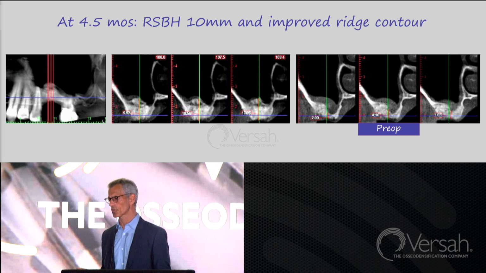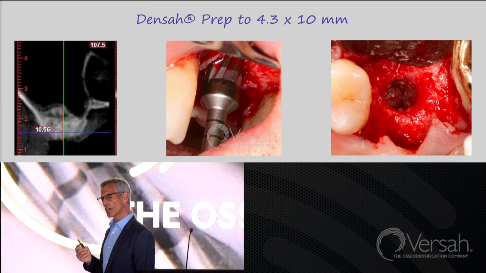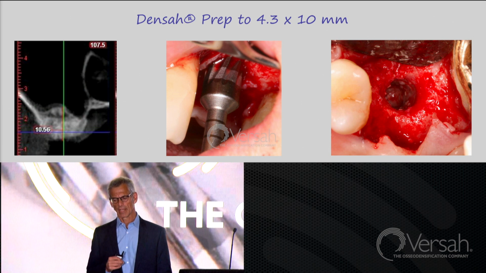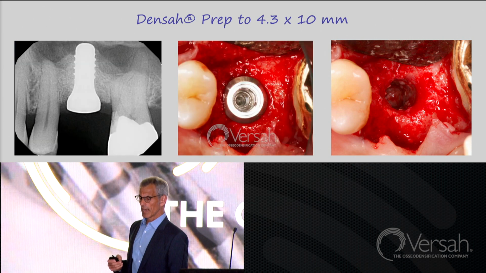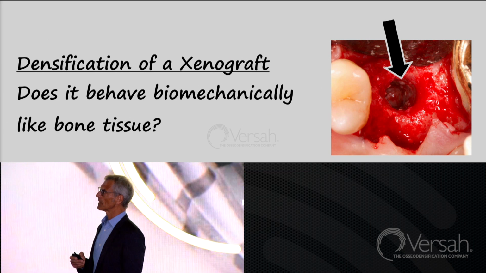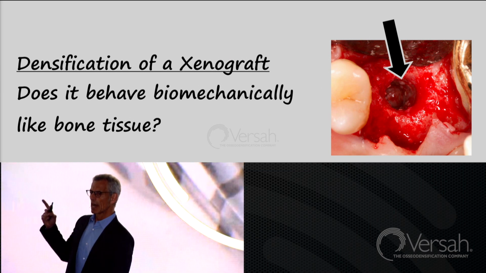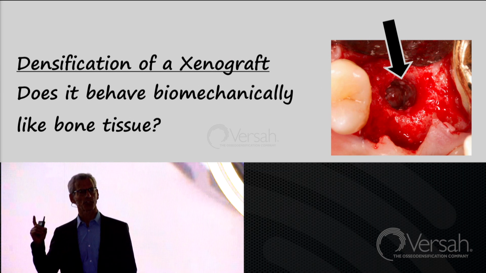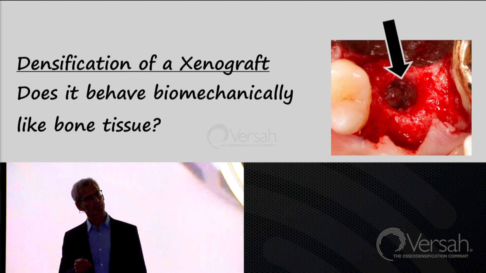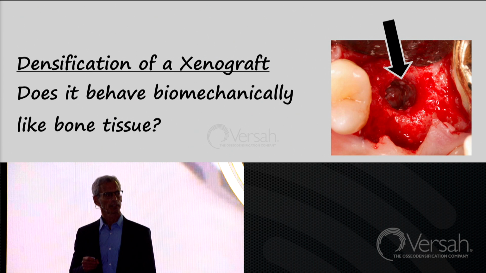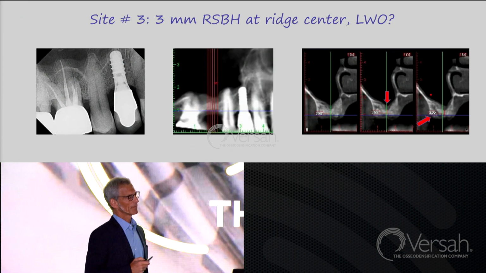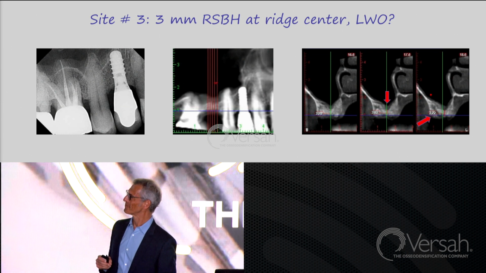But here's where the learning starts. I use a Densah burr to prep my osteotomy. And I place my 4.8 by 10 millimeter implant. But I'm trying to densify a xenograft. Does xenograft behave biologically like trabecular bone? We're going to answer that shortly.